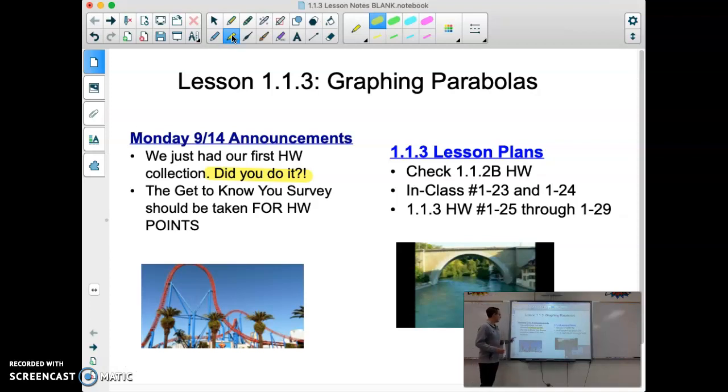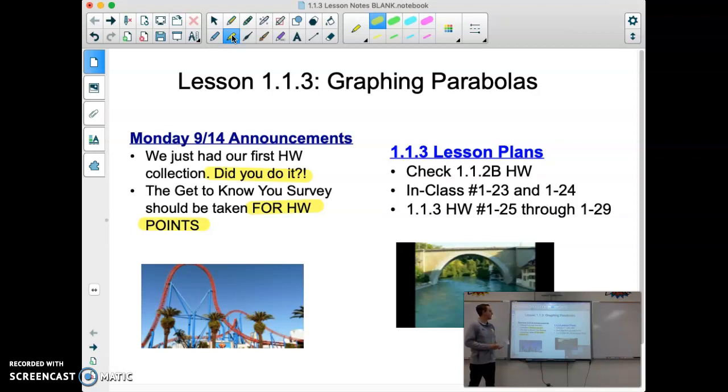Also, the Get to Know You survey should be taken for homework points. That is a graded assignment. It is also on It's Learning. Make sure you go into It's Learning and take that survey so that we can hopefully get a better idea of who you are as students. If we come back into the building, we can hit the ground running and have a chance to get to know you a little better before then. So make sure you turn in your homework from last week and do that Get to Know You survey, then we should be all good to go.